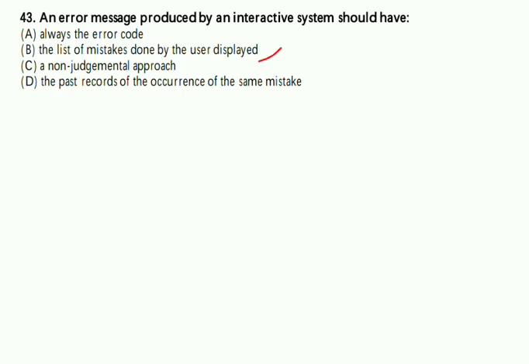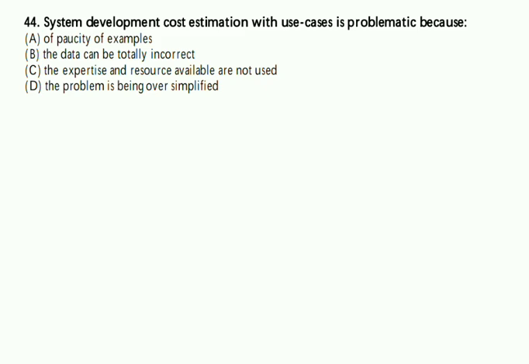List of mistakes done by the user display. System development cost estimation with use case is problematic because estimating the cost of an existing system is always problematic, because of issues like technology factors, productivity factors, and cost factors. Option D, that is, the data can be totally incorrect, is the correct answer.